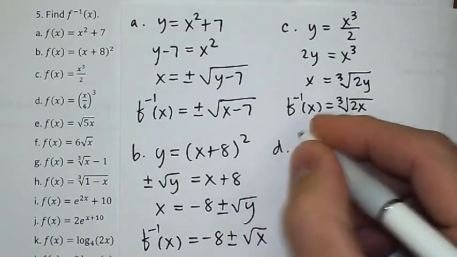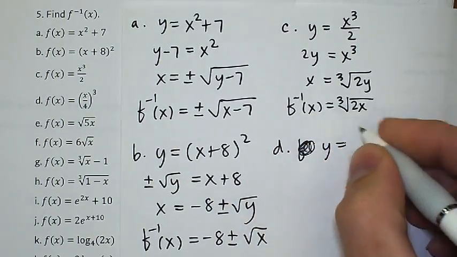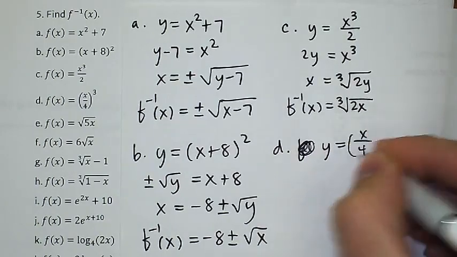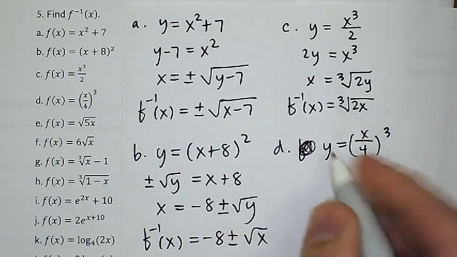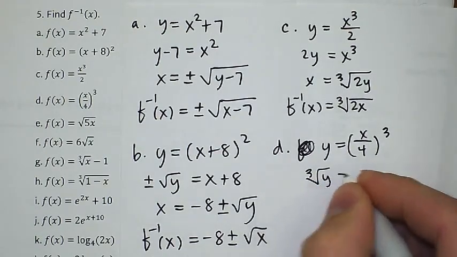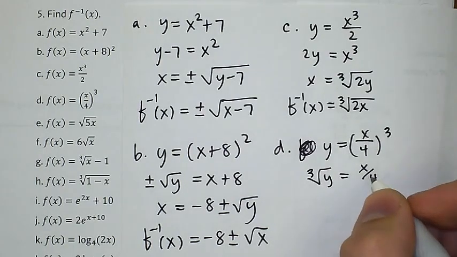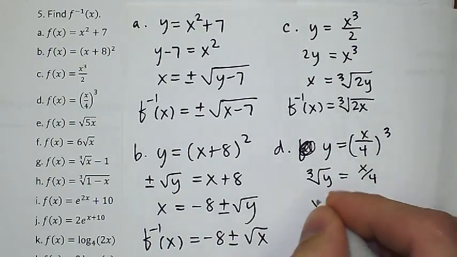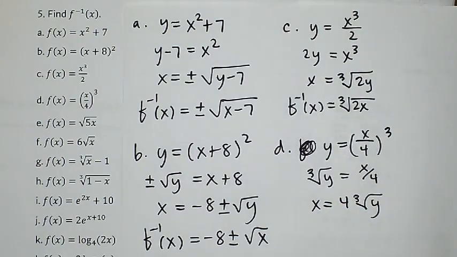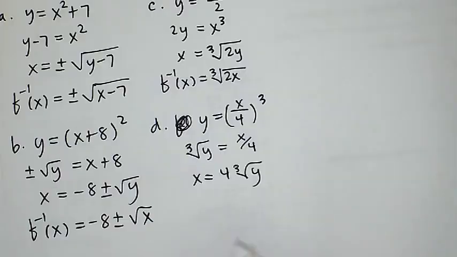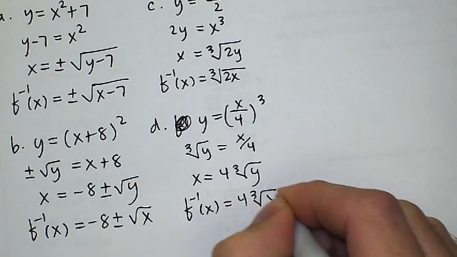D, y equals x over 4 cubed. And then I might take the cube root of both sides. And then to access x, I would need to get rid of that 4, which is divided, so I'll do the opposite. I'm going to multiply both sides by 4. X is going to be 4 times the third root of y. And that's f inverse of y. I'm looking for f inverse of x. So f inverse of x equals 4 times the cube root of x.